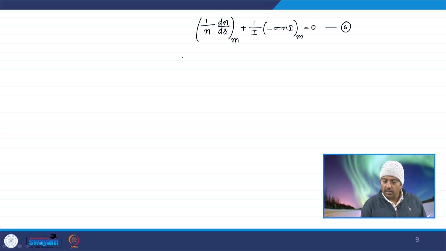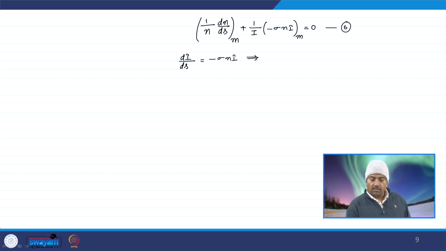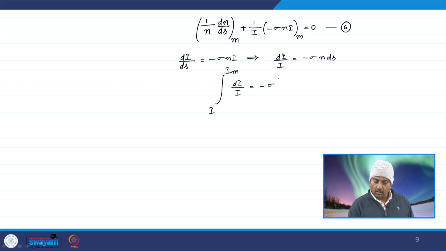Now, let us look at dI over ds. Okay, dI over ds is minus sigma n I. I can bring the intensity to the left hand side. We can write dI by I equals minus sigma n ds, integrating on both sides between I and Im: the integral of dI over I equals minus sigma times the integral between infinity and s of n ds.